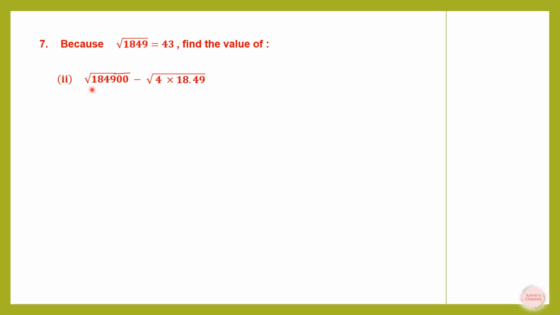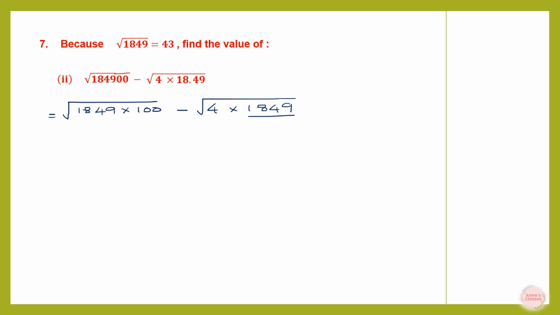Now here this number is 1,84,900. Now we can split this up and write it this way. So we can say this is 1,849 and if we multiply it by 100, we get 1,84,900, isn't it? So we have split it up into this. Now here also minus the square root of 4 into, now here 18.49, we're going to write it as 1,849. We have removed the decimal point.